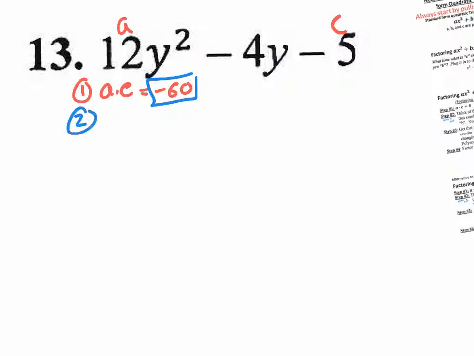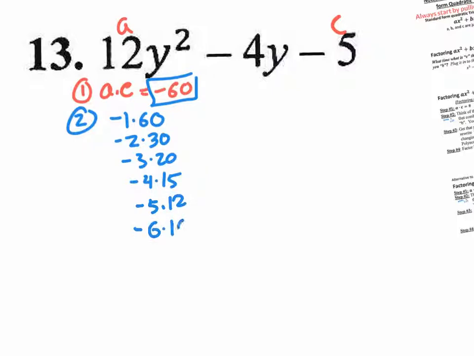Step 2, make a list. Negative 1 times 60. Negative 2 times 30. Negative 3 times 20. Negative 4 times 15. What else? Negative 5 times 12. Negative 6 times 10. That's a long list.